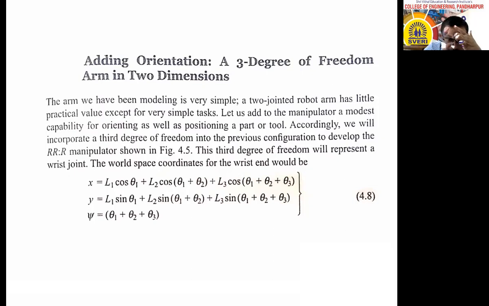The world space coordinates for the wrist end would be x is equal to L1 cos theta 1 plus L2 cos of (theta 1 plus theta 2) plus L3 cos of (theta 1 plus theta 2 plus theta 3). y is equal to L1 sin theta 1 plus L2 sin of (theta 1 plus theta 2) plus L3 sin of (theta 1 plus theta 2 plus theta 3). And psi is equal to theta 1 plus theta 2 plus theta 3. Equation 4.8.